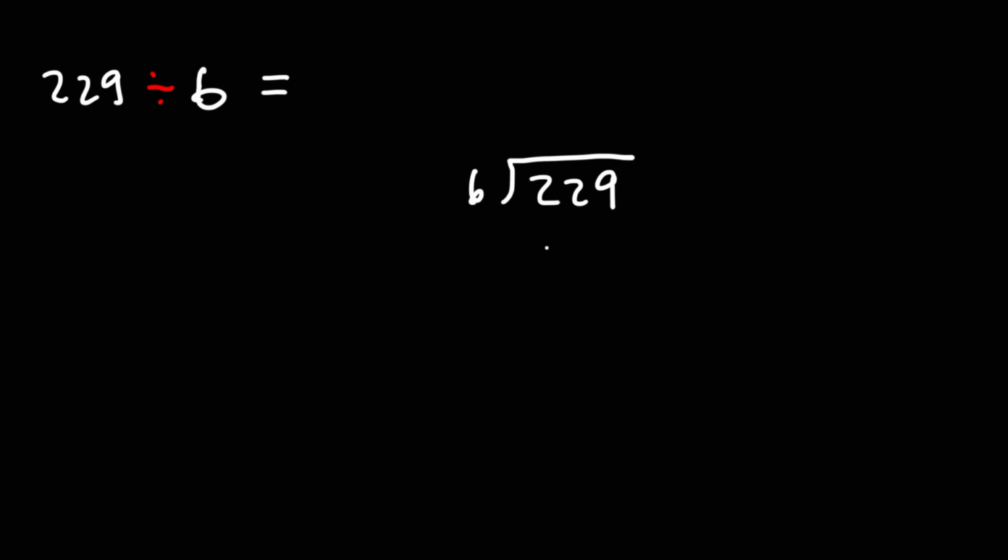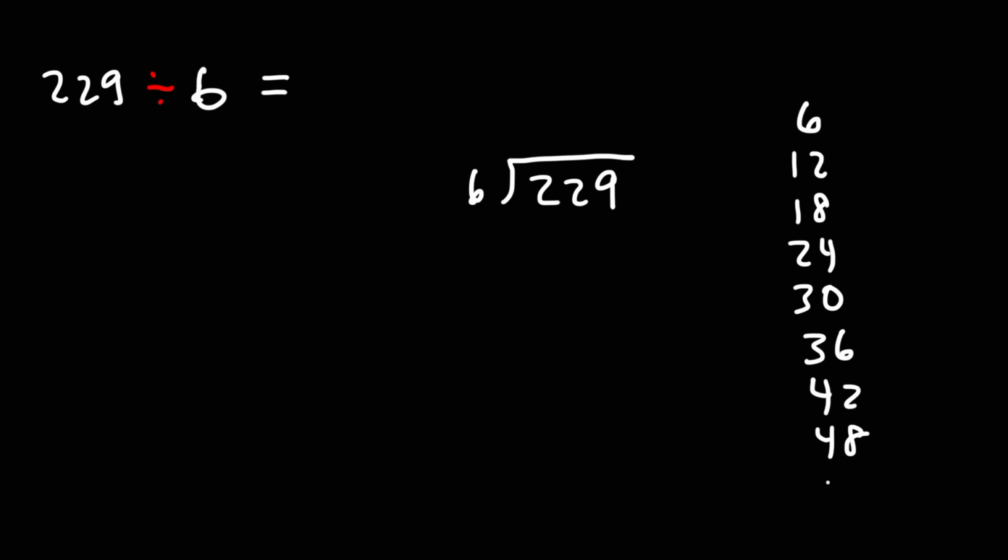So 6 doesn't go into 2. So we need to look at 22. How many times does 6 go into 22? Well, to find the answer, let's write out the multiples of 6. We have 6, 12, 18, 24, 30, 36, 42, 48, 54, and 60. So what is the highest multiple of 6 just under 22?